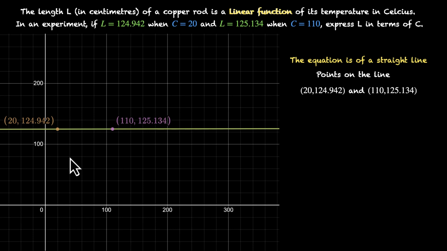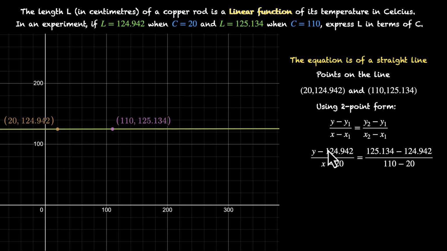Alright, let's form the equation now. How do we form the equation? We have these 2 points. We can use the 2-point form. That's y minus y1 by x minus x1 equals to y2 minus y1 by x2 minus x1. We'll plug in these points. Y minus 124.942, this y coordinate, by x minus 20 equals to the difference of the y coordinates upon the difference of the x coordinates.